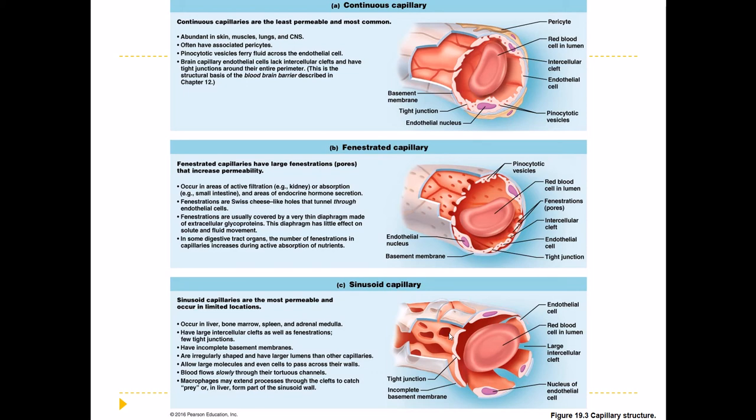And so we tend to find sinusoidal capillaries where we want things to get in and out really easily, for instance in red bone marrow, right, where we make all of our blood cells. We want those newly formed blood cells to get out of the red bone marrow pretty quickly and get into circulation. And so the bone marrow is going to have more sinusoidal capillary as opposed to something like a continuous or fenestrated capillary.